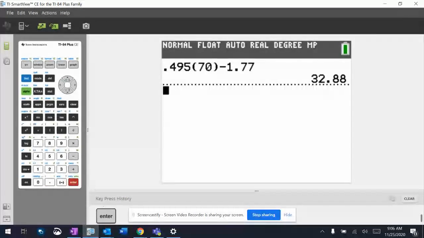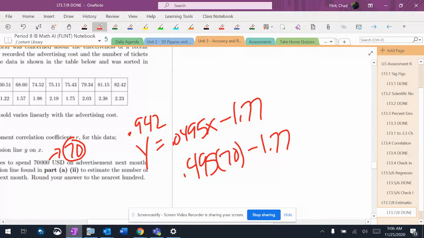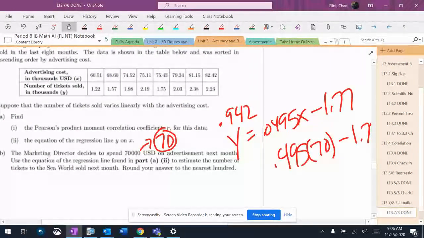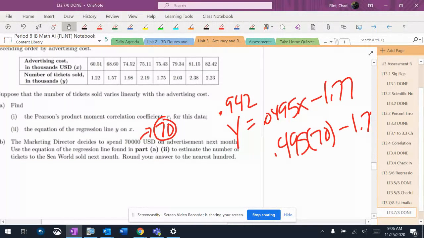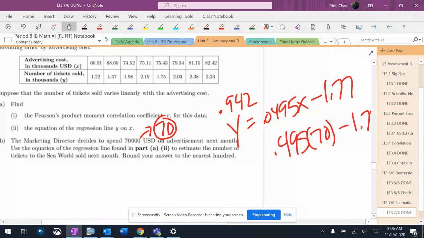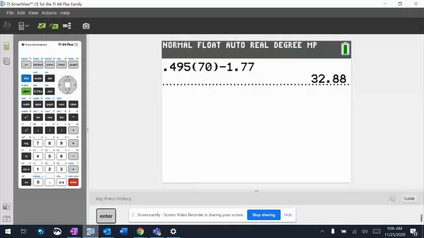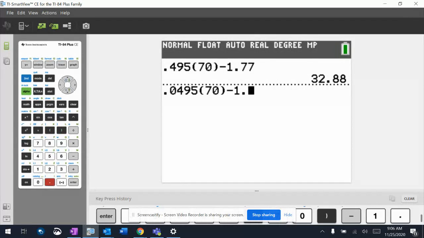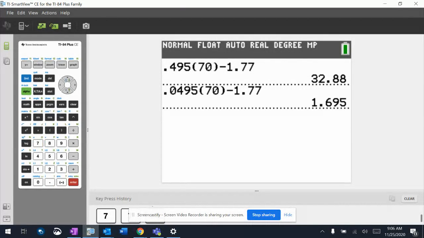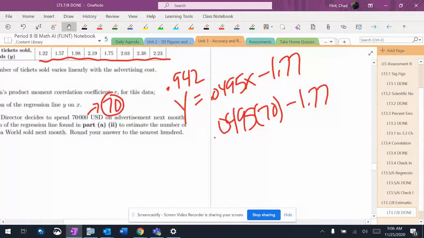So 32.88. Let me see if that makes sense. That doesn't look like it makes sense here. Oh, it's 0.0495. That's why. So again, I'm looking at my numbers here. I got that are all between like 1 and 3, and then I got 32. So there's no way that was right. So I'm going to recheck this here. I'm missing a 0. 0.0495 times 70. Always think about if your answers are reasonable or not compared to what's there. All right, so 1.695. That sounds reasonable compared to what's there.